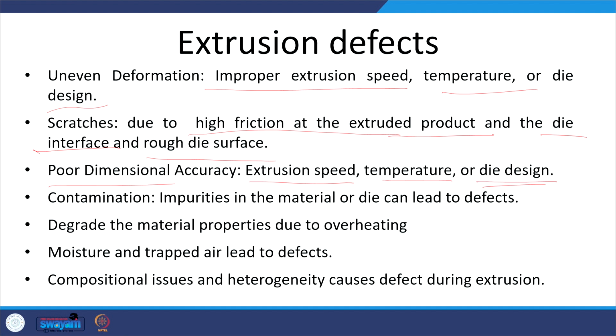Contamination of the material being extruded can occur due to impurities in the material or the die, and can lead to defects. Degradation in the material properties can occur due to excessively high temperature being used for the extrusion purpose. Moisture and trapped air can also lead to defects, and compositional and chemical heterogeneity cause defects in the extruded materials. This is particularly true for polymers or composite materials where a variety of ingredients are added; heterogeneity is not good. So, compositional and heterogeneity issues will cause defects in the extruded products.